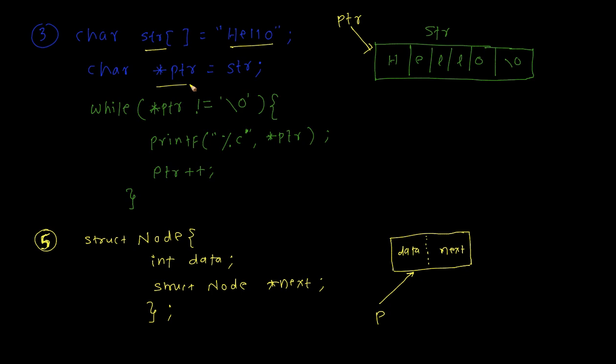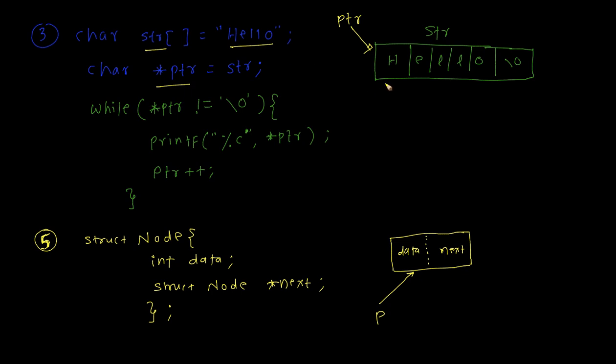Then we are taking a pointer of character type which will point to this string. So this pointer ptr will point to the string. Now we are going to iterate over this array of characters. In the same way, we can iterate over arrays of integers, floats, etc. We are going to loop through this till we reach the end of the string. So while ptr is not equal to \0, star ptr will give us the value at the address ptr.